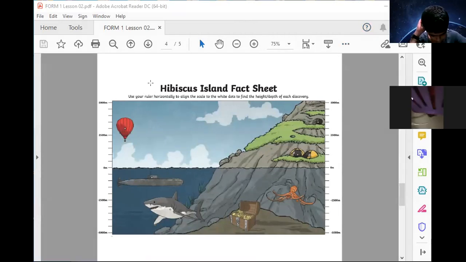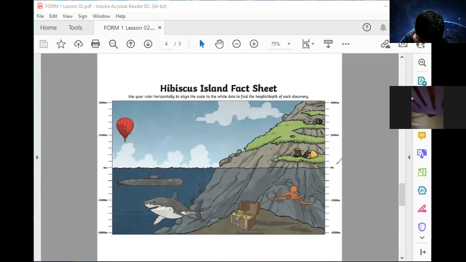Okay. So now we are going to explore this activity called Hibiscus Island fact sheet. Okay, use your ruler horizontally to align the scale to the white dots to find the height or depth of each discovery. Now just look, this is like a terrain near the sea. So here you have the hot air balloon. I suppose this is the camping ground. Okay, then below the sea, you have the submarine, you have the shark, you have the treasure chest, and you have the octopus.